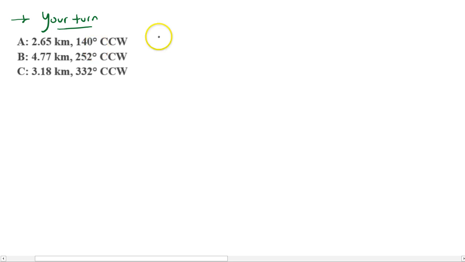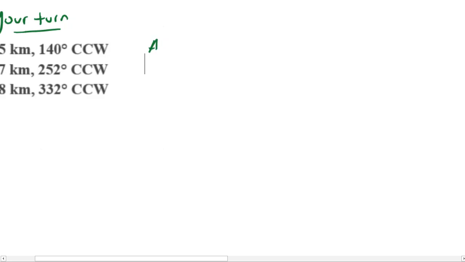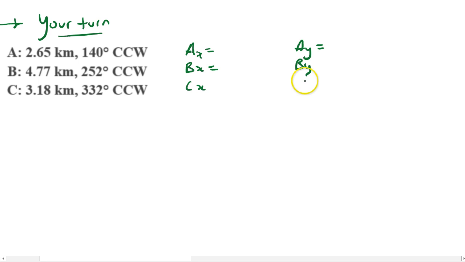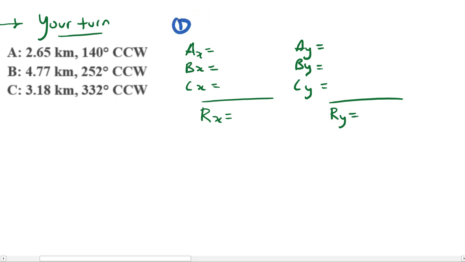First, we're going to find the x component and the y component for each of these. Your first step is to figure out what ax, bx, and cx are, and then what ay, by, and cy are. When you figure all those out, the sum of all the x components will be the x component of the resultant, and the sum of all the y components will be the y component of the resultant. So your first step is to figure out your Rx and your Ry.